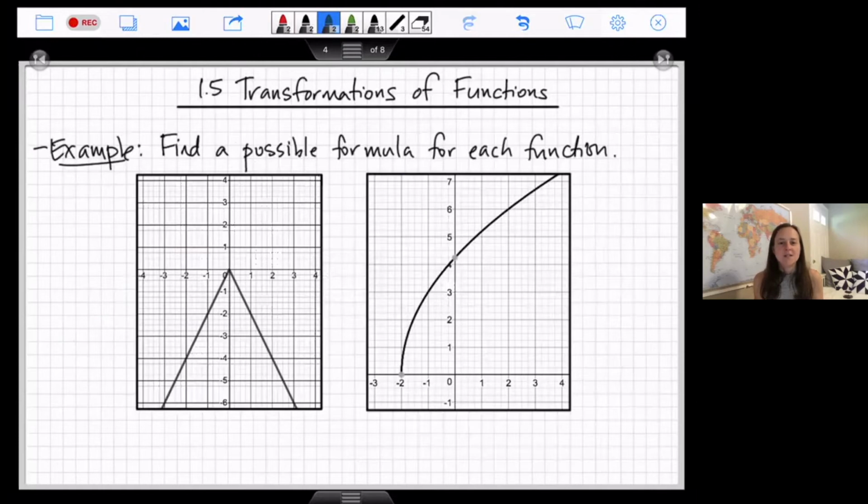Okay, so our last example is going to be to find a formula for a given function. I've given you two graphs. Let's look at the one on the left. This one looks like the absolute value of x graph. Usually absolute value of x, let's draw it here for reference, goes on a 45-degree angle in a V shape. So we've got to figure out what's happened to this graph.